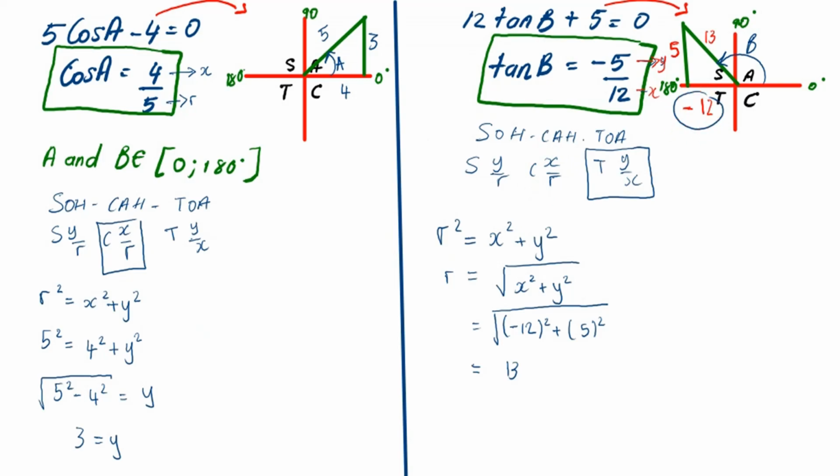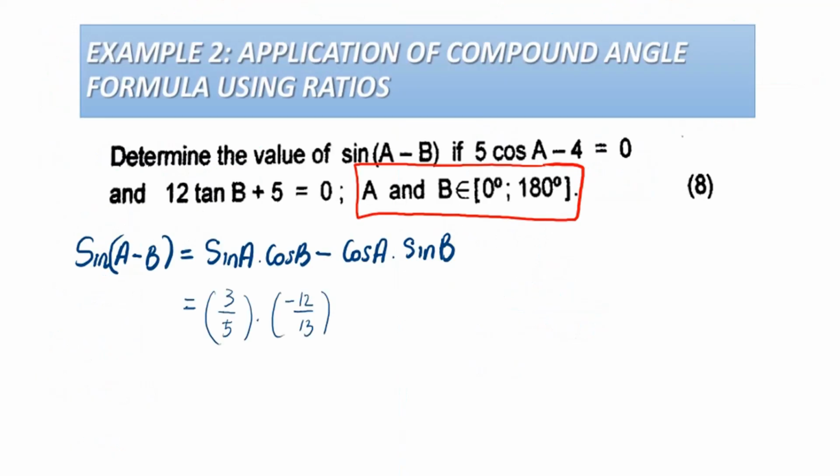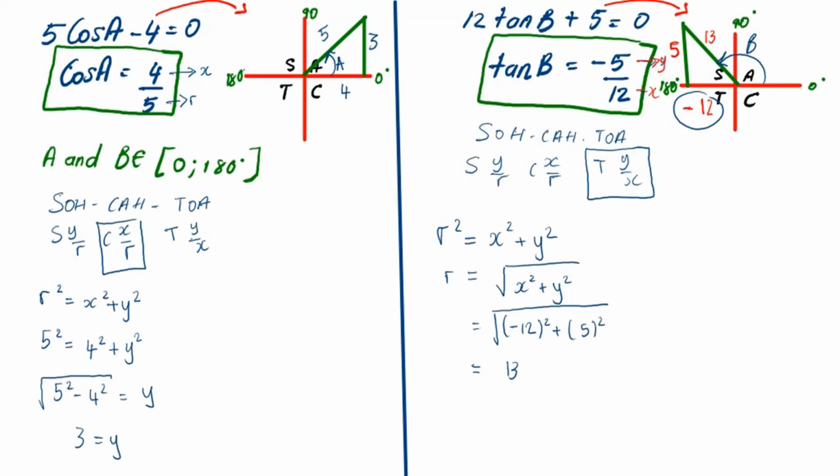And what is your r? It is 13, right? So it's negative 12 over 13 minus cos of A, right? You go to your diagram, the diagram that has your angle A. So what is your cos of A? Cos of A is x over r. So what is your x? It's 4. What is your r? It is 5.